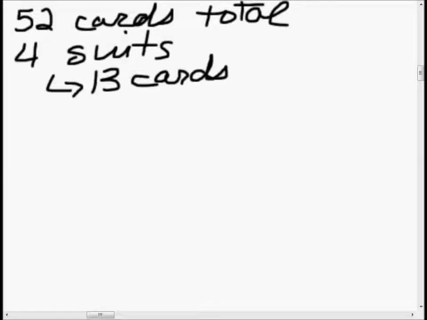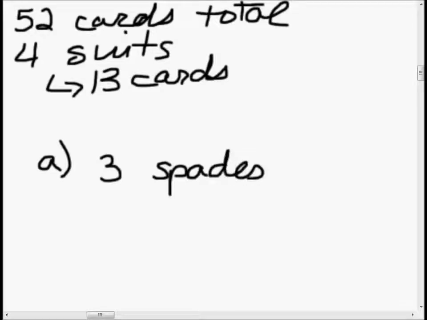So let's go ahead and start this. Let's do A. We need exactly 3 spades. It may not seem like it, but this is a pretty straightforward combination.